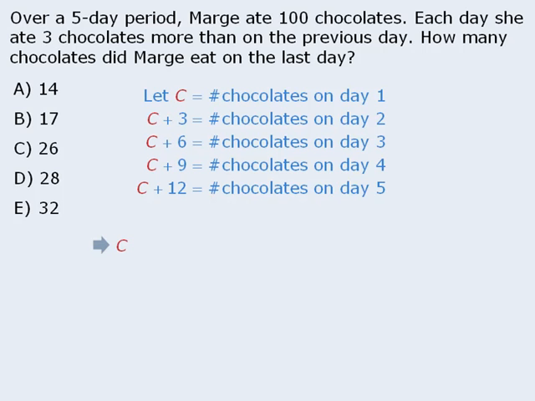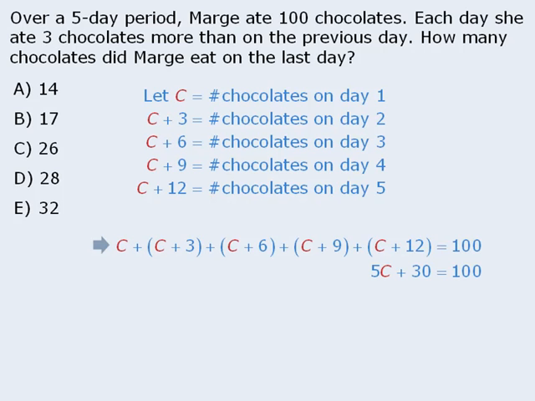We know that the number of chocolates eaten on day 1 plus the number of chocolates eaten on day 2, plus the number of chocolates eaten on day 3, and so on, must add to 100. At this point, we can solve the equation for C. First, we will simplify the left-hand side, and then subtract 30 from both sides. Finally, when we divide both sides by 5, we get C equals 14.